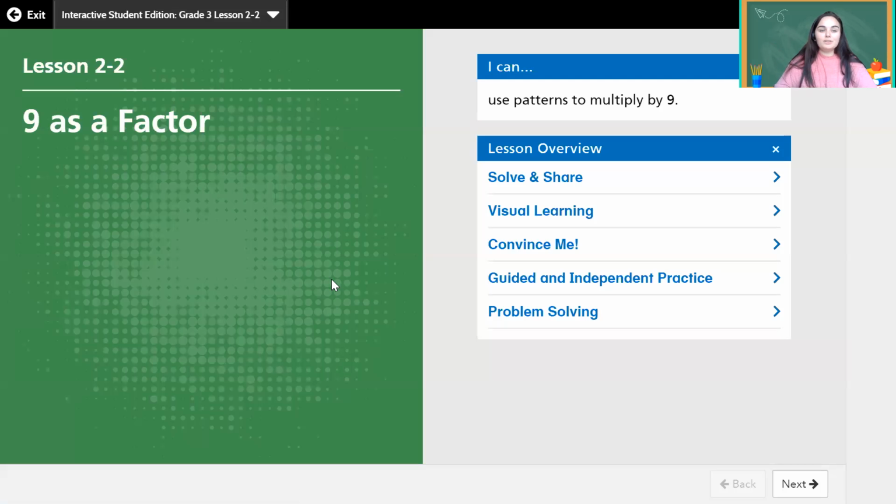Hey guys, okay, so we're going to do lesson 2-2, so lesson 2 of topic 2. It is called 9 as a factor. So by the end of this lesson, we're going to be able to say we can use patterns to multiply by 9. Okay, so let's go ahead and start with our solve and share.